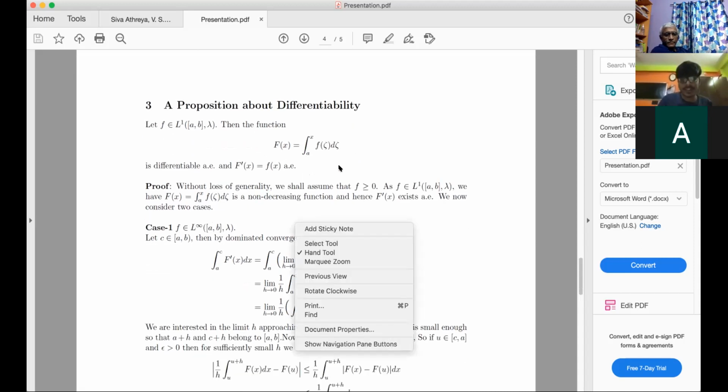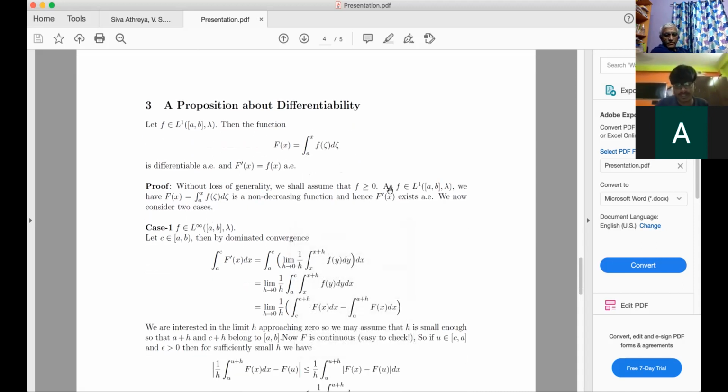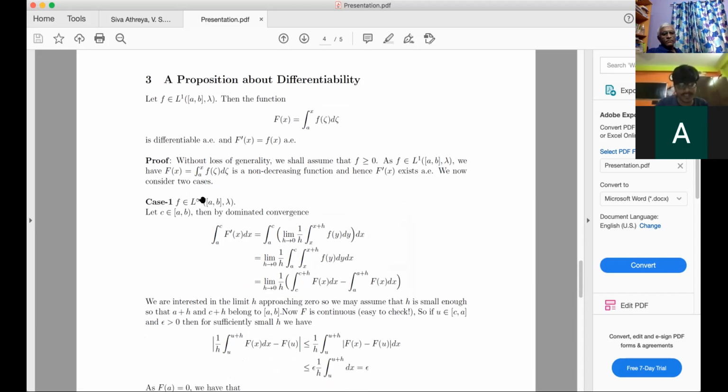Without loss of generality, we may assume that f is positive, and as f lies in L1([a, b], lambda), we have that F(x) is equal to this thing, and this is a non-decreasing function, and F'(x) exists almost everywhere. So we'll break this down into two cases. The first case is when f lies in L infinity([a, b], lambda). In that case, f is basically bounded.